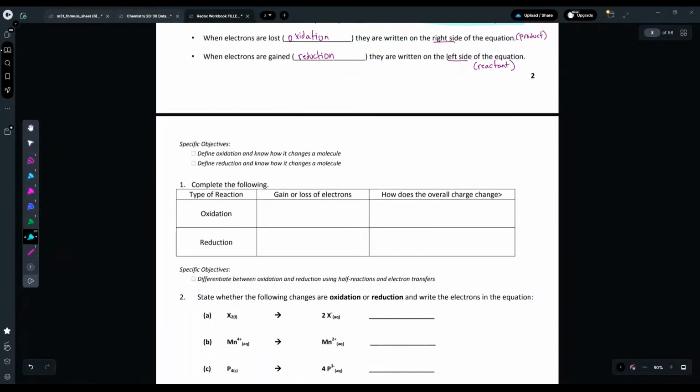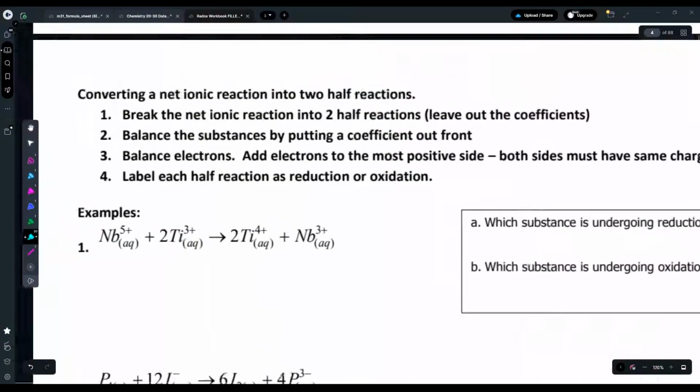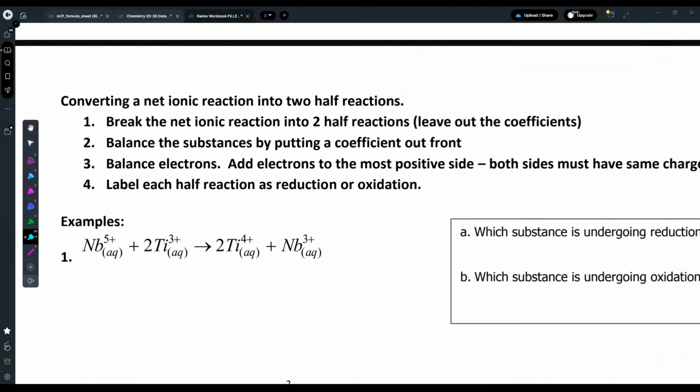Okay, so this is just some practice problems right here, but I'm going to move on to the next part of the notes. So let's get into converting a net ionic reaction into two half reactions, a reduction half reaction and an oxidation half reaction. How we're going to do that is we're going to break the net ionic reaction into the two half reactions, but we're going to leave out the coefficients. We're going to balance the substance by putting a coefficient out in front. We're going to make sure to balance the electrons.